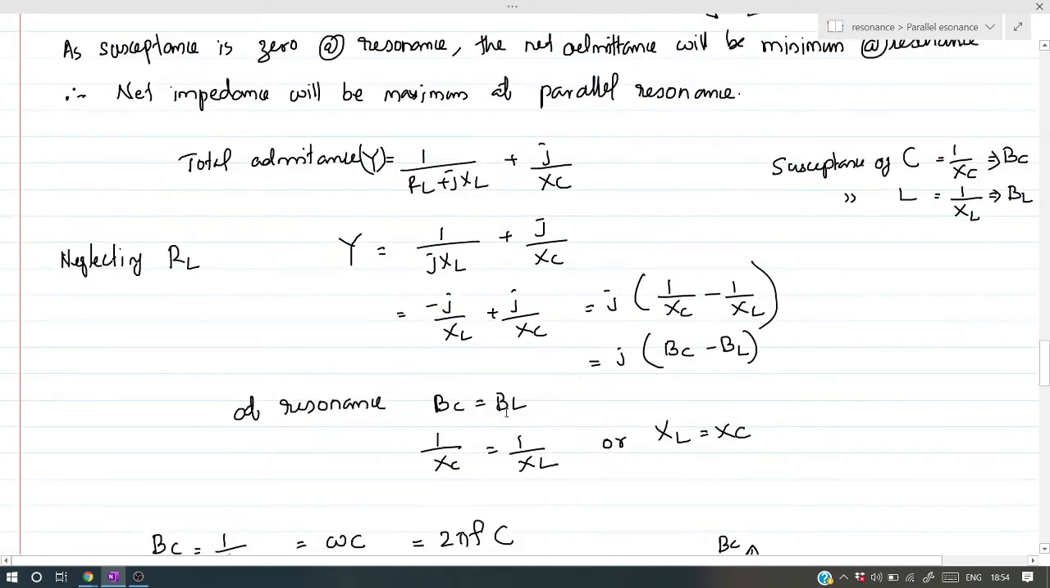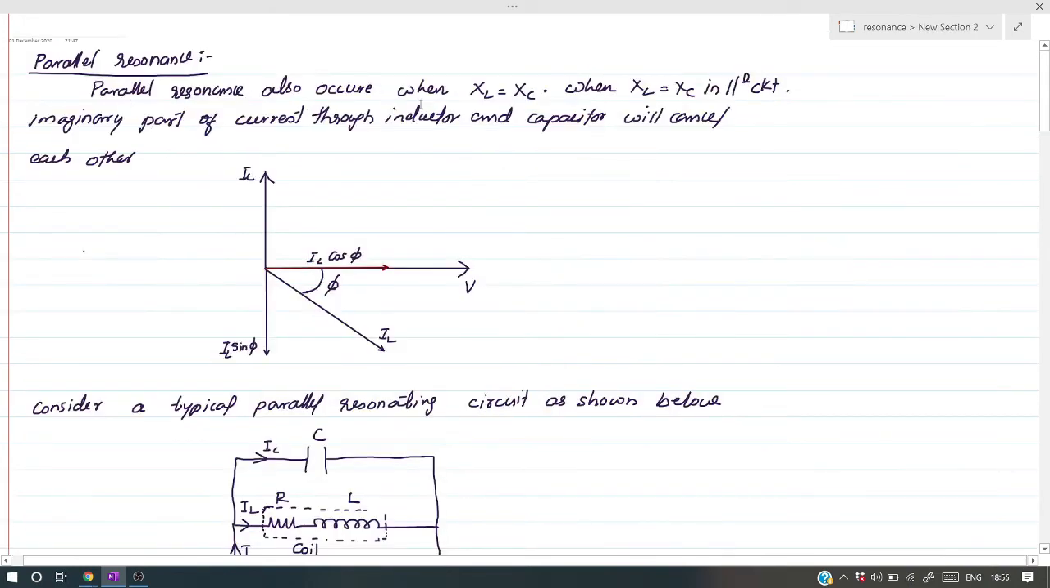At resonance condition, these two things are equal. BC is equal to BL. So 1 by XC is equal to 1 by XL, or XL is equal to XC. So parallel resonance also occurs when XL is equal to XC.